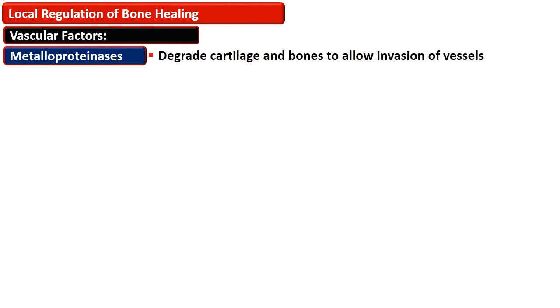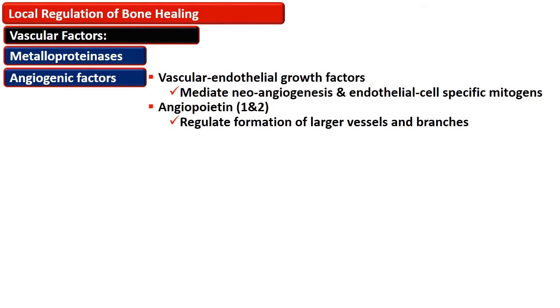The vascular factors involved in regulation of bone healing are metalloproteinases and angiogenic factors. The metalloproteinases degrade cartilage and bone to allow invasion of the vessels, while angiogenic factors are vascular endothelial growth factors that mediate neoangiogenesis and endothelial cell specific mitogens, and angiopoietin 1 and 2 both regulate formation of larger vessels and branches.